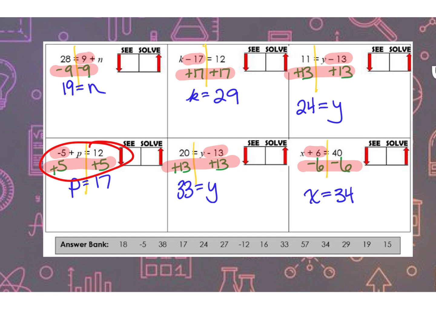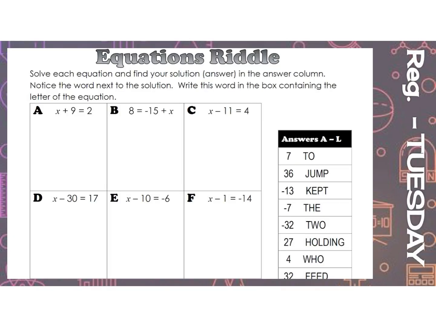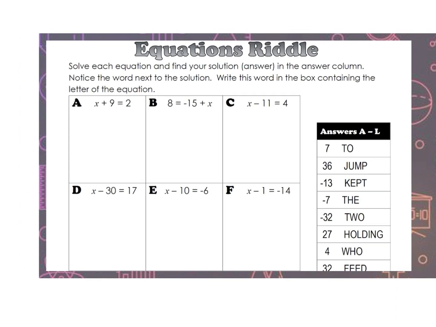Okay, so today's paper looks like this. Okay, so you're going to make sure that you draw that line down the middle. You're going to look for your variable and see where it's at. And you're going to look and see what's with it. You're going to do the opposite on both sides. And then write your final answer. So x equals 2 - 9 is -7.